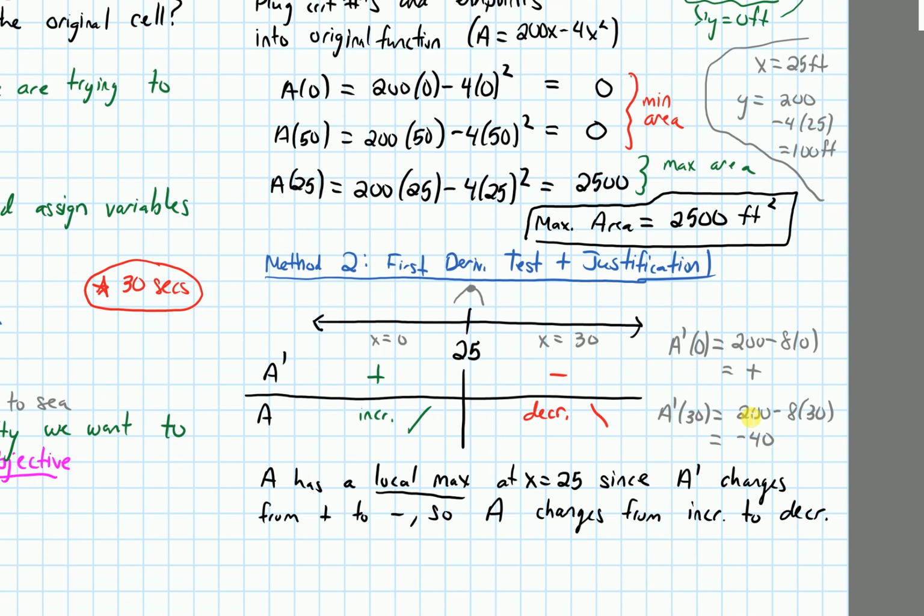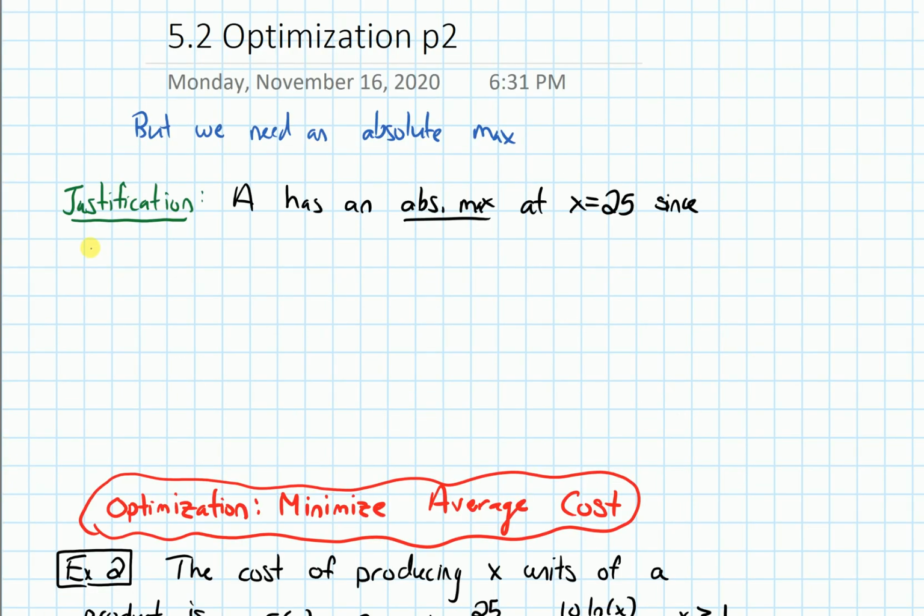The only thing happening in our number line is A starts off increasing everywhere up until 25, and then it decreases the whole way after that. The only way for that to work is if 25 is not just the local max, it's the absolute max. So let's write this down: since A is increasing for all values of x that are less than 25, and it's decreasing for all values of x that are greater than 25.